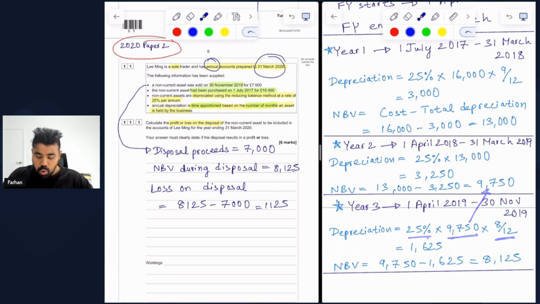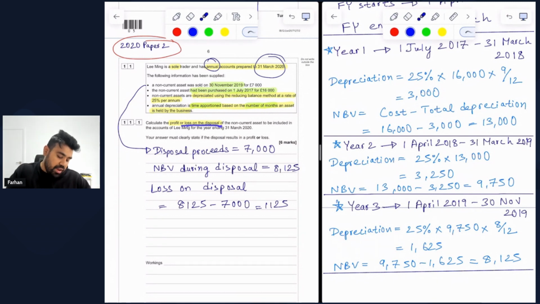So once you incorporate all these calculations, you get a depreciation expense of £1,625 that is relevant for the 3rd year of usage. After that, you want to find the net book value again. Always find the net book value whenever you're using the reducing balance method. And it's simple as taking the net book value from the previous financial year of £9,750 and then subtracting £1,625, which is the depreciation expense for year 3, and you should get a net book value of £8,125.